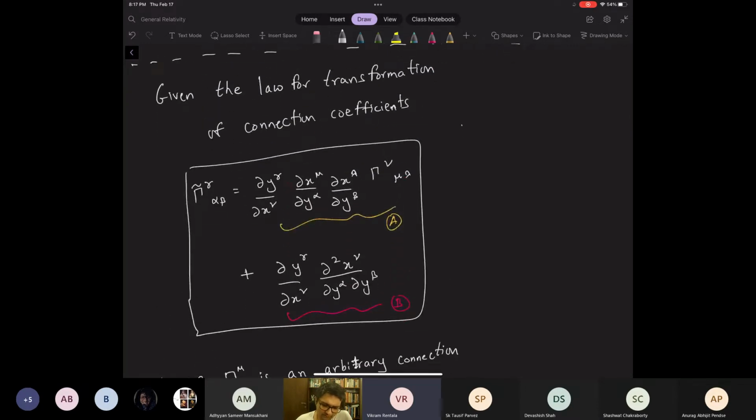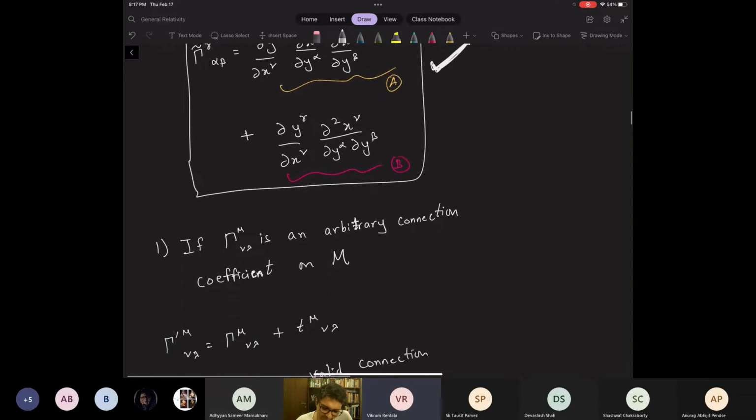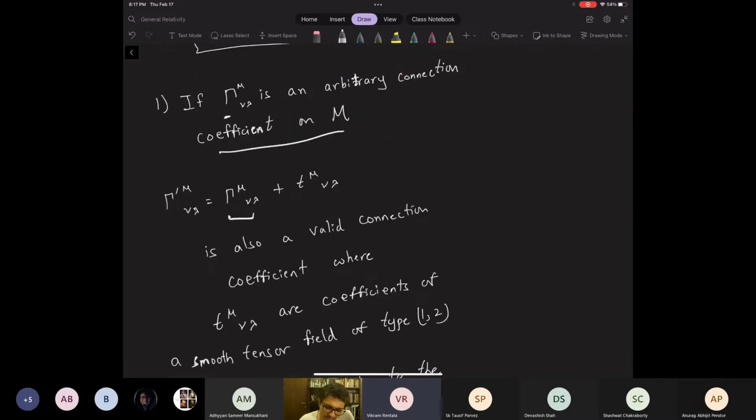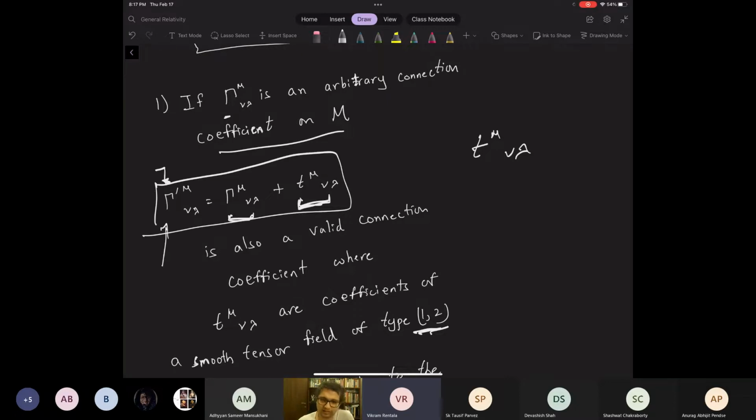Now just a couple of things. Given the laws of transformation of connection coefficients, we saw that connection coefficients must transform according to this law. If you now have an arbitrary connection coefficient on the manifold, and I add to it the components of a tensor, t mu nu lambda, where t mu nu lambda are coefficients of some tensor of type 1, 2, then this new connection coefficient gamma prime mu nu lambda is also a valid connection coefficient.